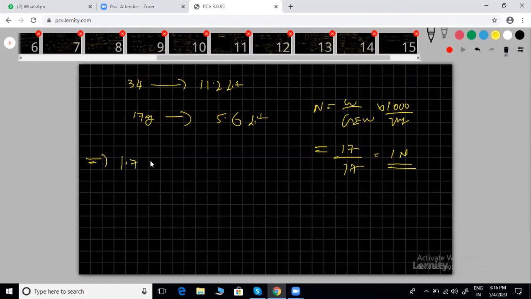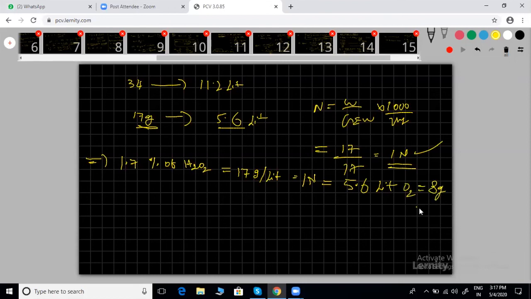1.7 W by V percent, or percentage of H2O2, equal to 17 gram per liter. 17 gram means how much? 5.6 liters. Gram per liter equal to, you make and write here one normality also. 17 grams per liter, nothing but 1 normality, equal to how many liters we are getting? 5.6 liters of O2, nothing but 8 grams of O2.